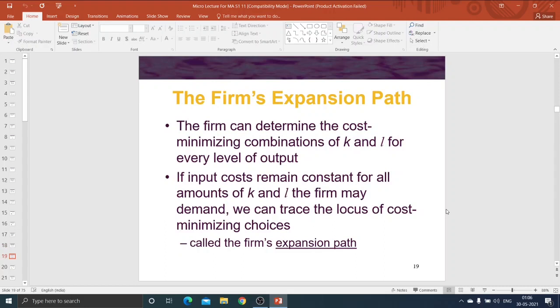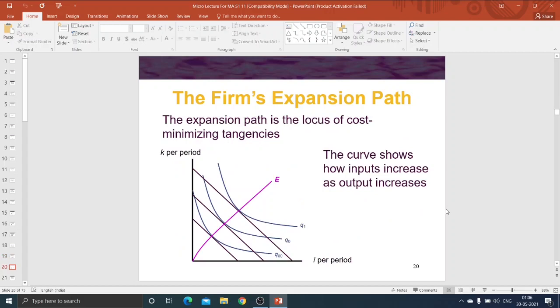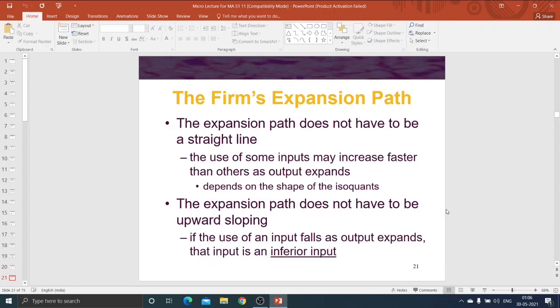If input costs remain constant for all amounts of K and L, we can trace the locus of cost minimizing choices, called the expansion path. This is what has been shown in this particular slide. The expansion path is the locus of cost minimizing tangencies. The curve shows how input use increases as output increases.